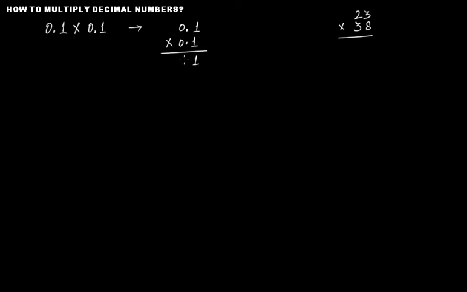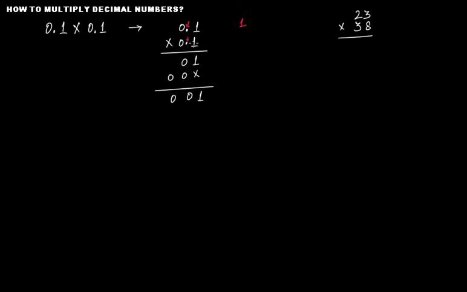1 times 0 is 0. Then 0 times 1 is 0. 0 times 0 is 0. So if you add all these, this will be 1 and 0 and 0. Now take this first decimal point. How many digits do we have after the decimal point in this decimal number? We have 1 digit. That is 1.